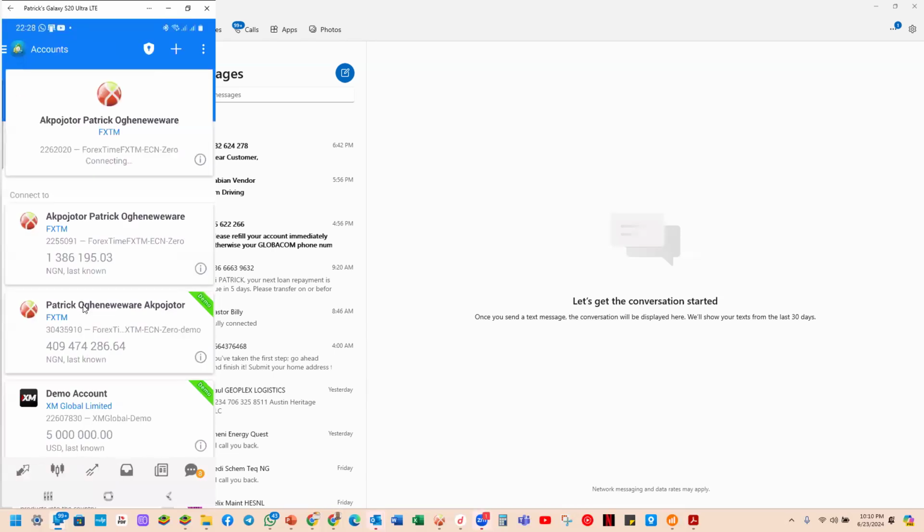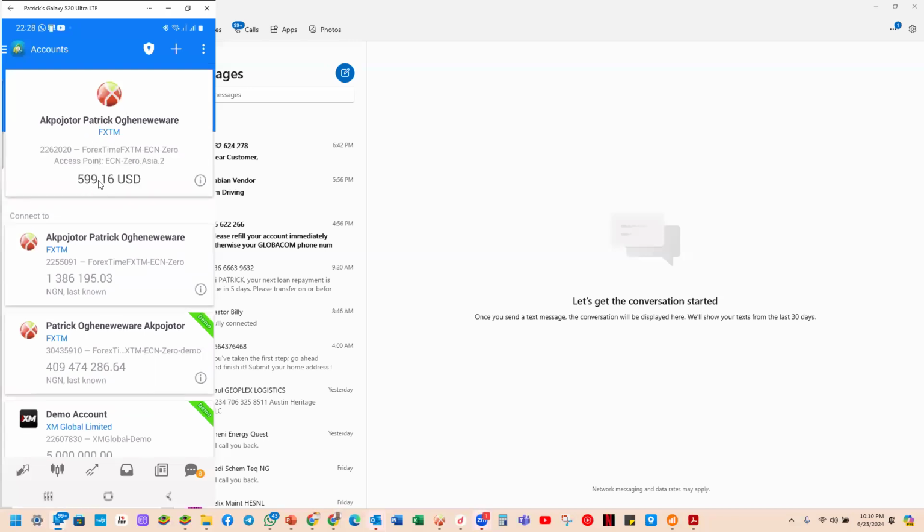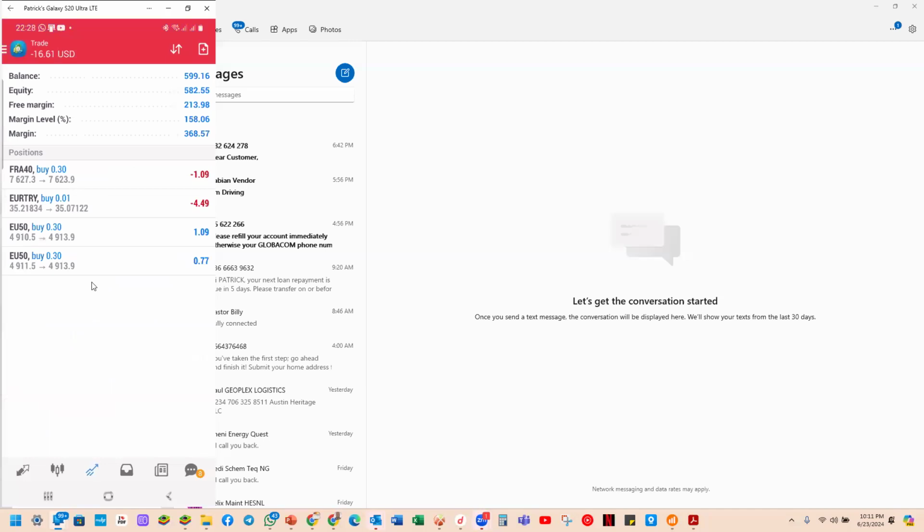Now, once you sign in, once the amount of that account shows here, you see it's showing me that this account has a balance of, I started this account with $500 and I've moved it to $599 in just about 2 days. Now, this is the trade, the same trade that I have on the other side, running here with minus $16. So you can see my balance is 599. My equity is 582. You see that?